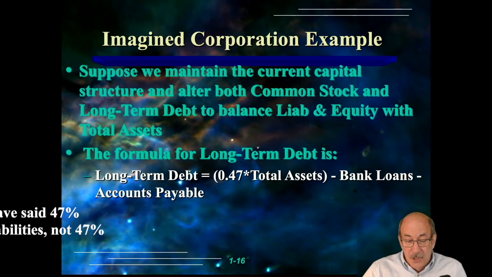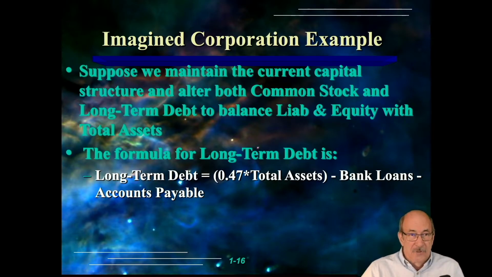So what we're going to do is add to the long-term debt account. We're going to make that account have the value of 47% of the total assets minus the bank loans minus the accounts payable. And then when I look at total liabilities, which is the sum of long-term debt plus bank loans plus accounts payable, it should add up to 47% of the total assets.